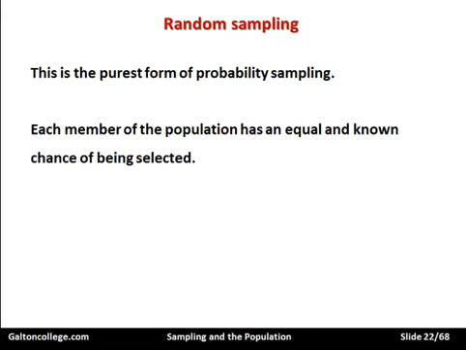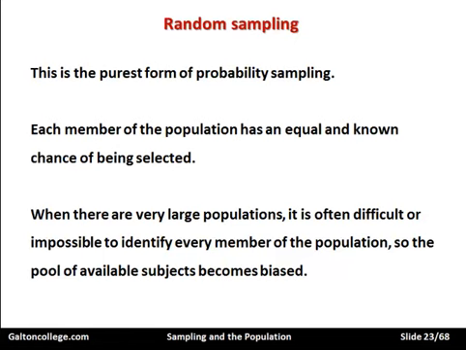When there are very large populations, it's often difficult or impossible to identify every member of the population. So the pool of available subjects becomes biased, and that's a problem. Sometimes we can't identify the whole population.